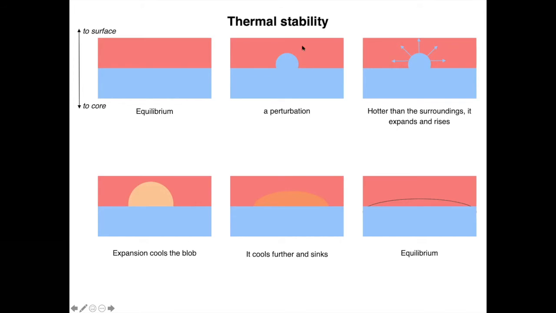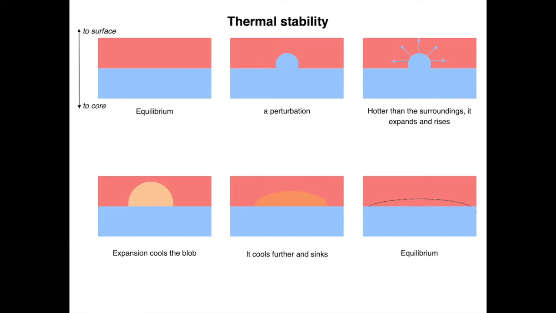Imagine that you have a perturbation. This perturbation here is from the hot side into the colder side. So it's hotter than the surroundings, so it's going to expand and rise. But because it is expanding, it cools. Expansion is cooling the blob. As it cools, it sinks because it is getting denser, and then it's going to sink down and go back to equilibrium. So you have an oscillation here. A perturbation tries to rise, expands, cools, and sinks back.